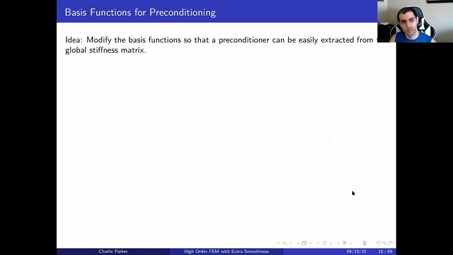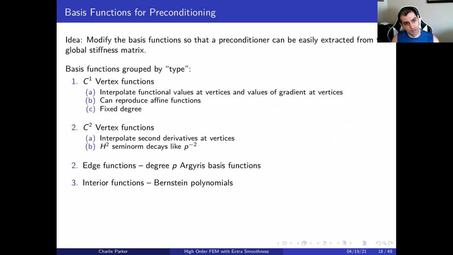So the idea is that we're just going to modify the basis functions so that we can get a preconditioner just from zeroing out elements of the global stiffness matrix. So we'll group these basis functions by type. The first is the C1 vertex functions, by which I mean they interpolate the functional values at vertices and the values of the gradients at vertices. The only assumptions here are that they're of a fixed degree and that they can reproduce affine functions.